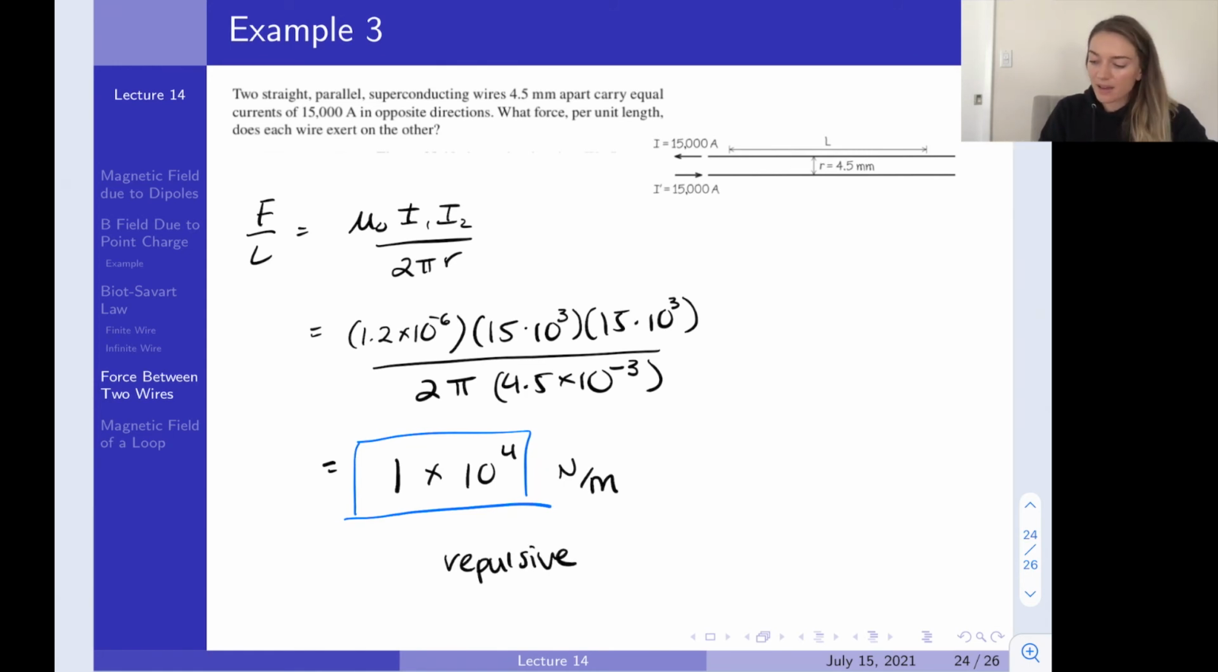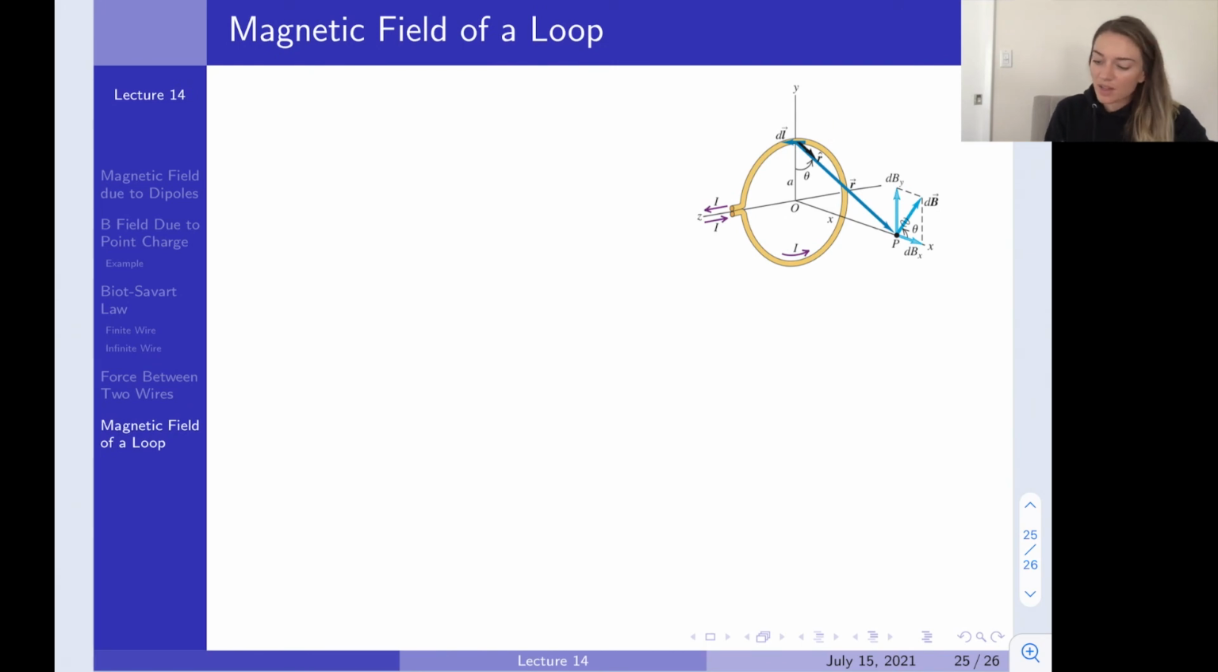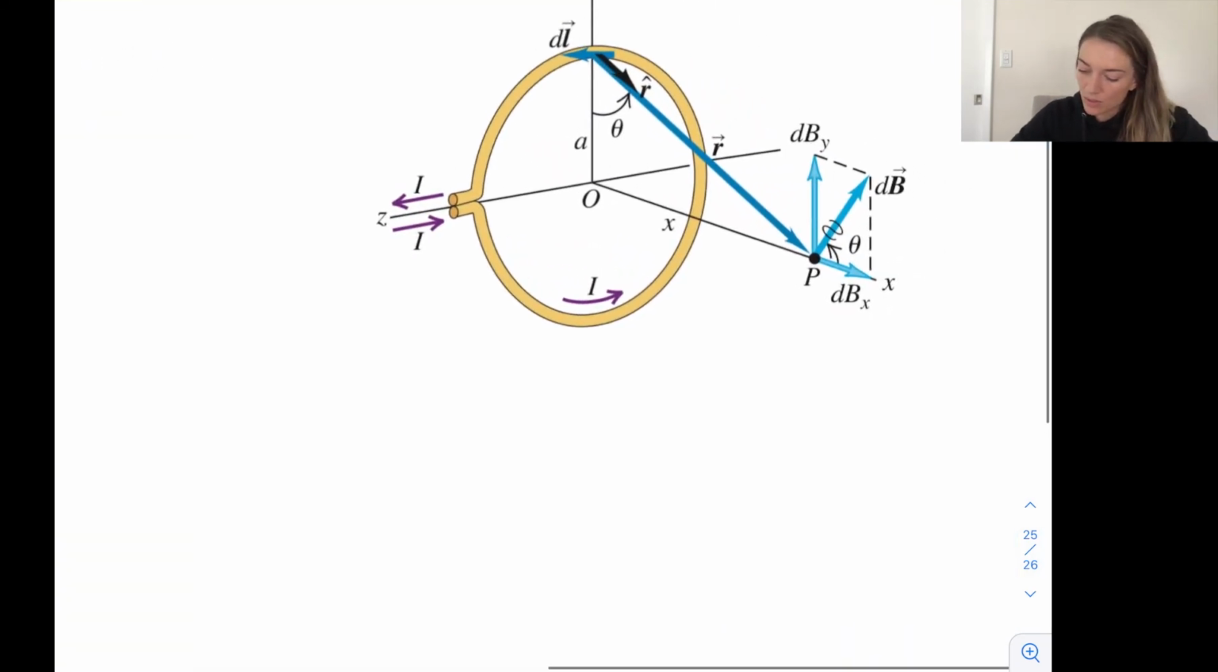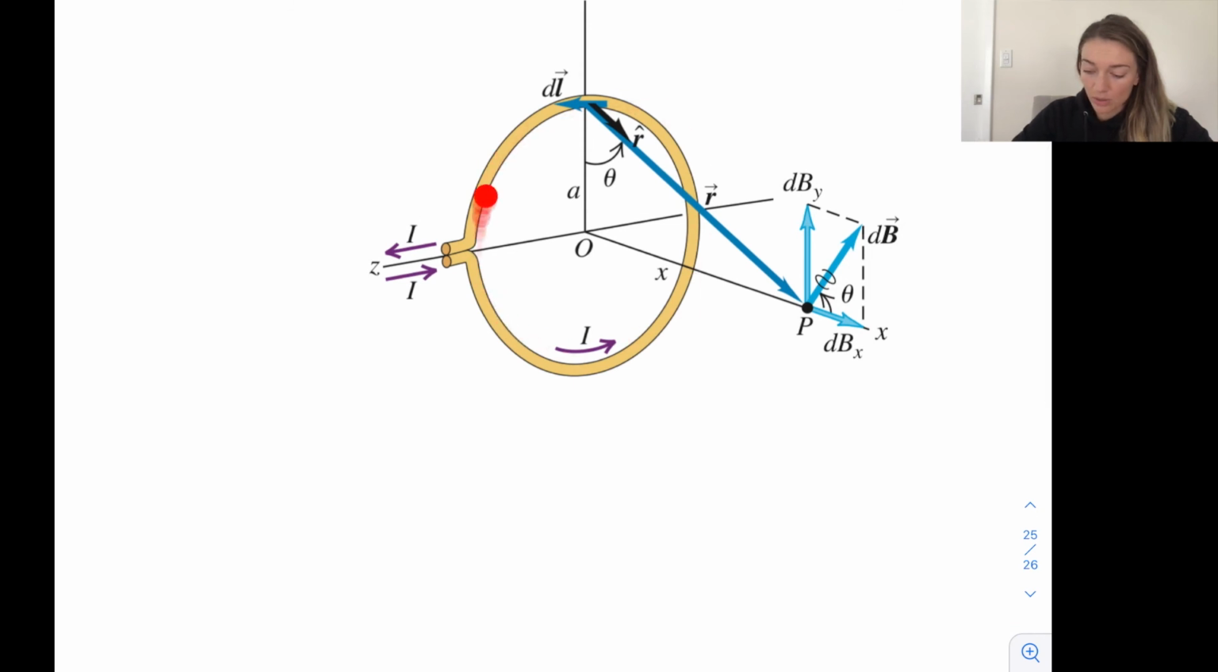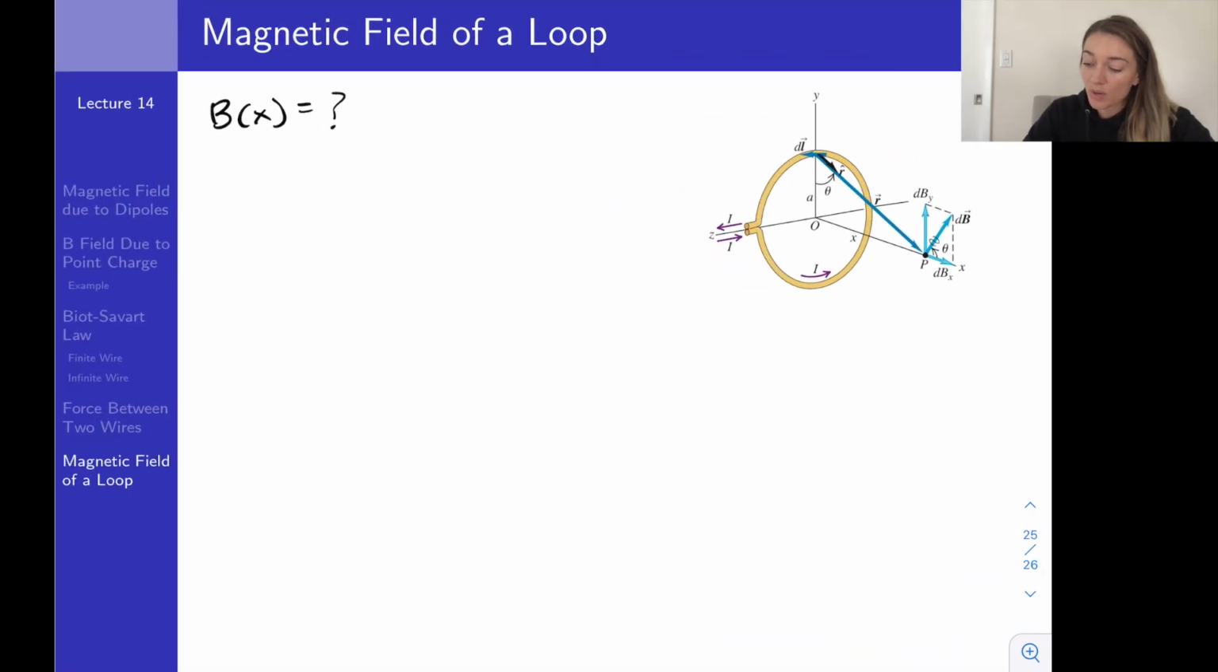All right, so now we have one more example. For this one, we want to find the magnetic field due to this current loop. So we have a current loop of radius a, and we want to find the magnetic field out here at some point P, which is along the x-axis, so along the axis of our current loop. So what is the magnetic field here?